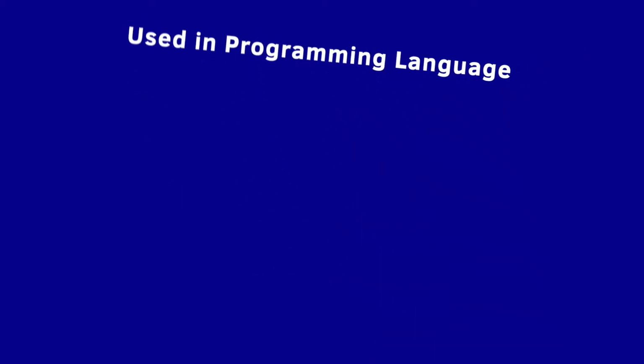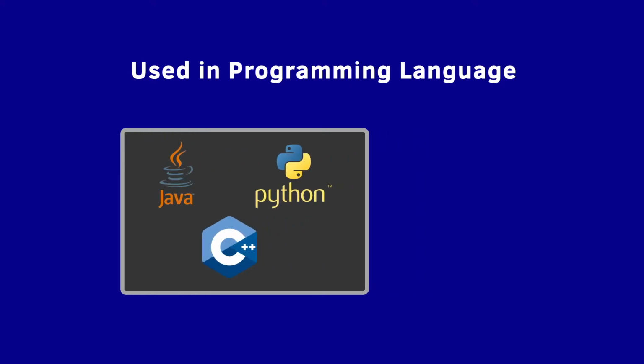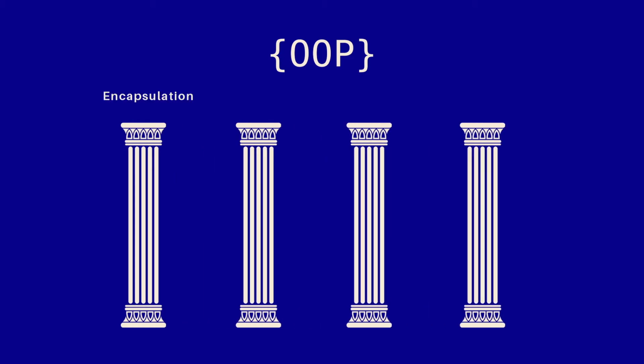It is a widely used concept in most programming languages like Java, Python, C++, etc., except the C language. OOP is associated with the concept of classes, objects and its four pillars, that are encapsulation, abstraction, inheritance and polymorphism. Let us understand each of these types in detail.